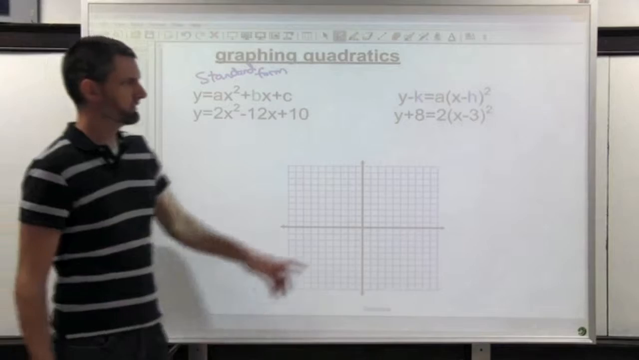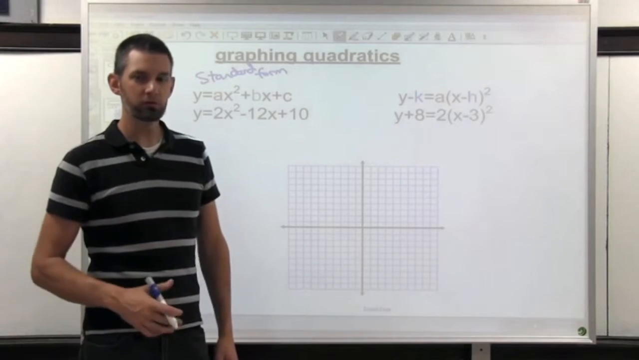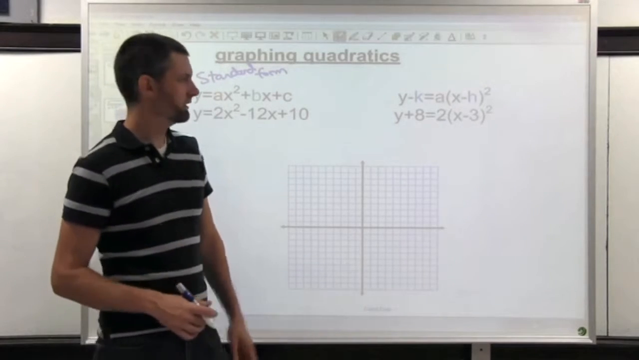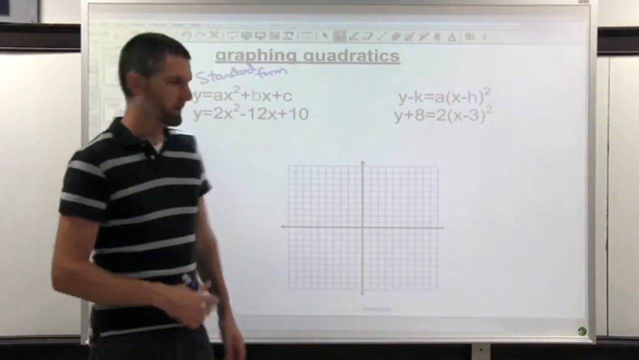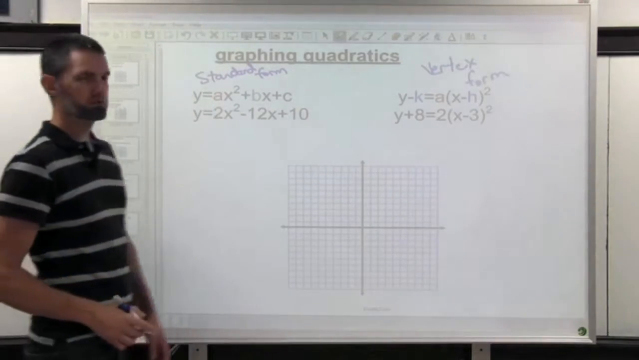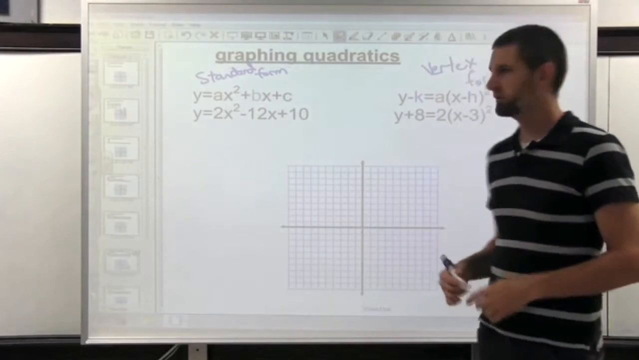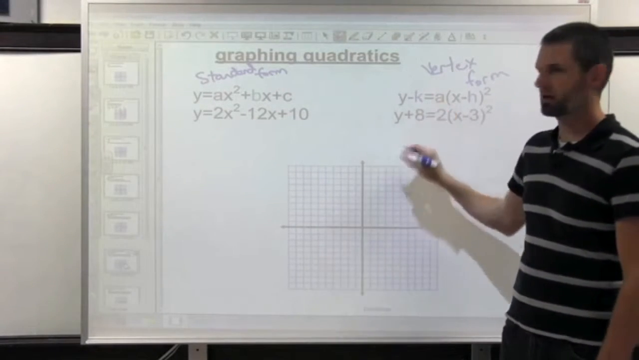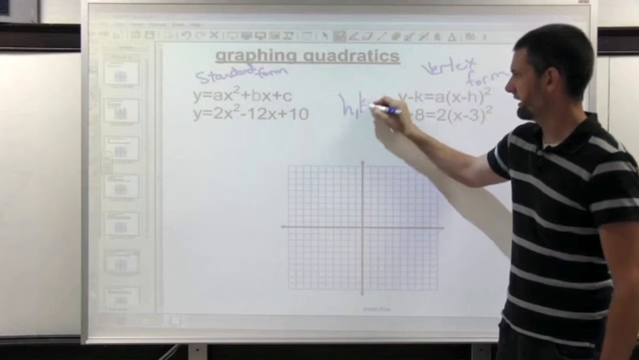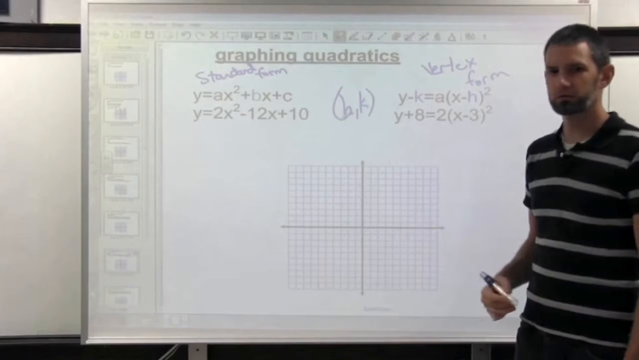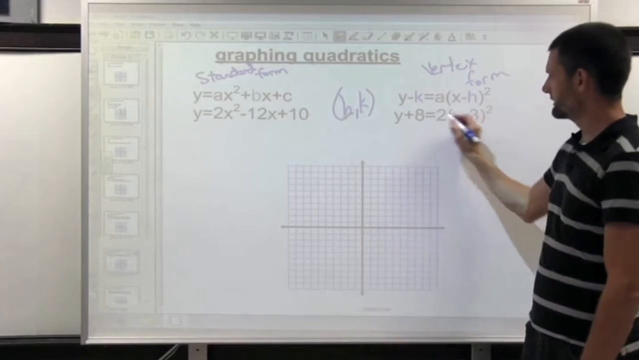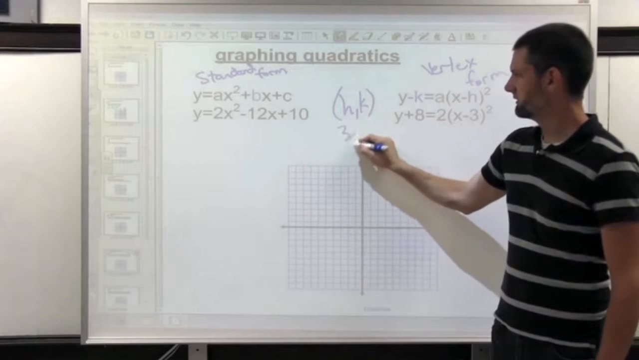form. In fact, it looks a lot like point-slope form that we used earlier in the year, but this with the squared makes it what we call vertex form. And that's because the vertex is built right into it. This h and this k, the hk is the vertex point. In this case, it'll be 3 and -8.